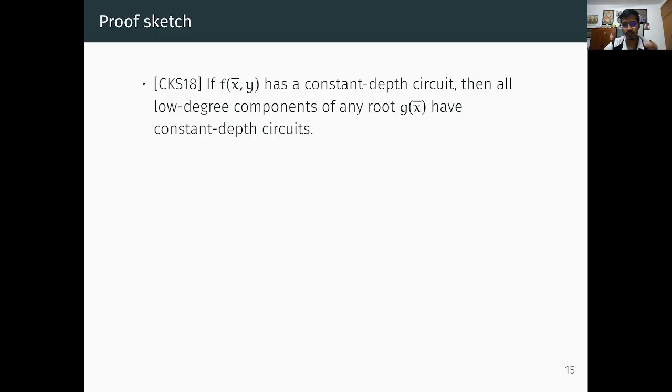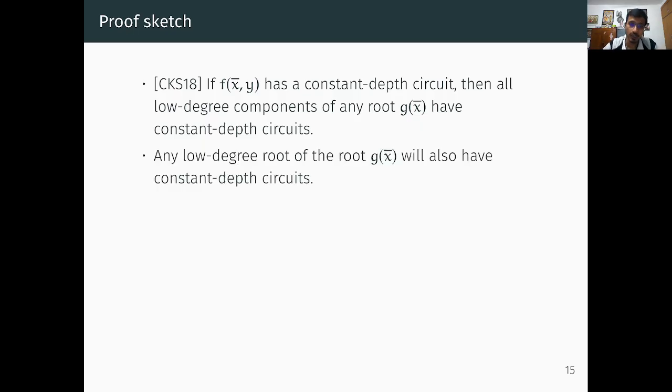And a very quick sketch of some of the proof ideas is the following. The structural result from CKS that is useful is that if f is a constant depth circuit, then even low degree components of any root of this circuit will have constant depth circuits. So it does not say that any root will also have constant depth circuits. It says that the low degree components of any root will also have constant depth circuits. Further, you can extend these ideas to show that any low degree root of this root G(x) will also have constant depth circuits.